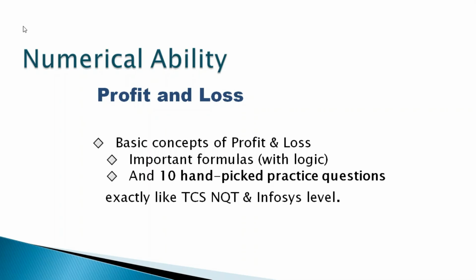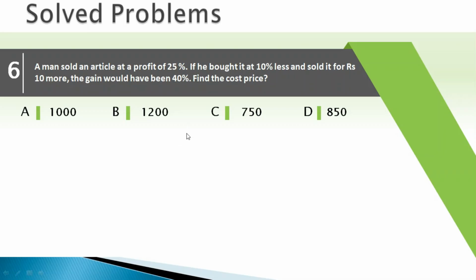Next question is, a man sold an article at a profit of 25%. If he had bought it at 10% less and sold it for rupees 10 more, the gain would have been 40%. Find the cost price. Very important question and very typical type of question. Now let's see how we solve it.